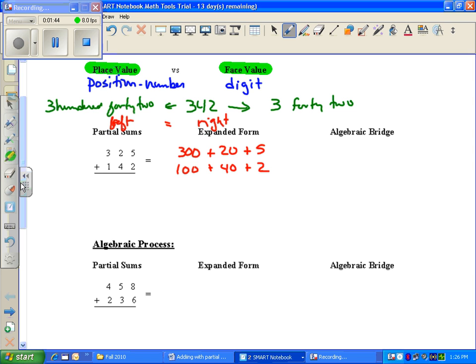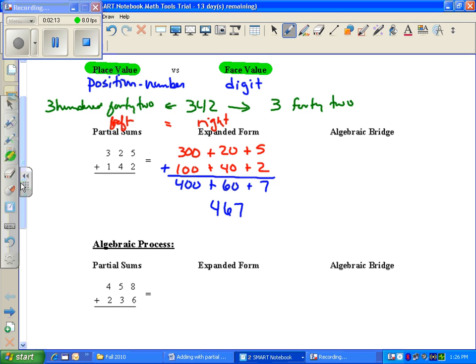Looking at this, we call this the decomposition. We take 325 and decompose it into expanded form. And technically, that's really what we do when we add these two values. 300 plus 100 is 400. 20 plus 40 is 60. 5 plus 2 is 7, combining 467. So we're going to use the algebraic process and add these.